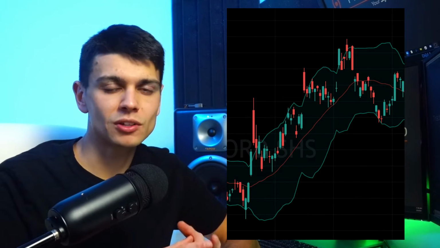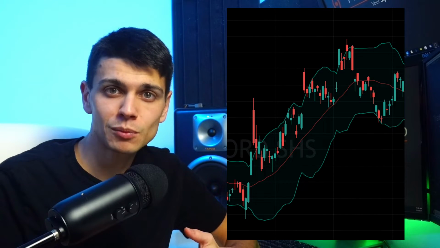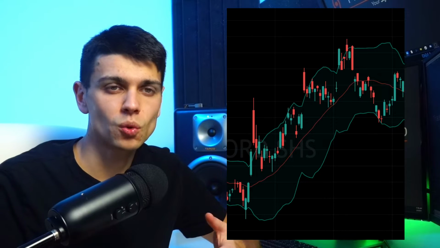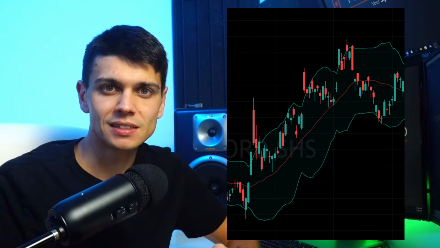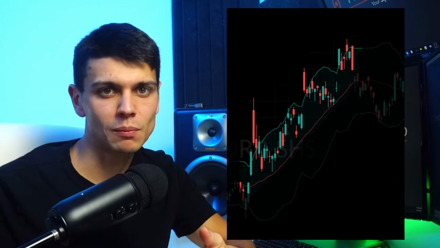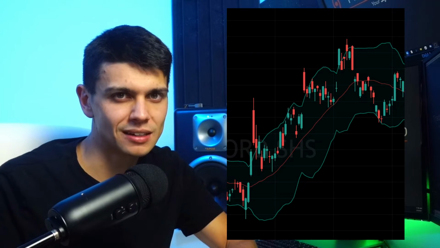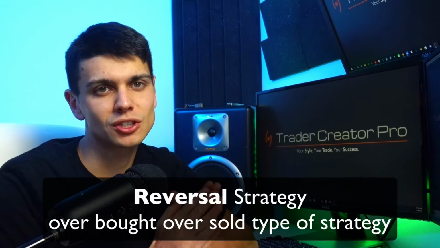Traders that trade the Bollinger Bands like this like to use the Bollinger Bands to help them see the trend and gauge where the price action is. Is it on the upper half of the Bollinger Bands or the lower half of the Bollinger Bands? Are you getting a discount or is it a little bit extended? Which leads me to the next way traders use the bands, and that is a reversal strategy.